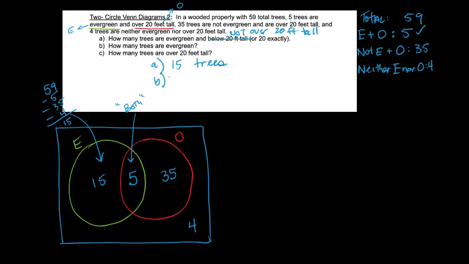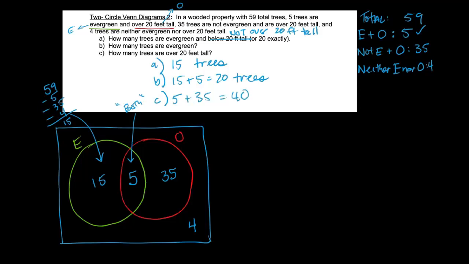For part B, how many trees are evergreen? Well, we're looking at the entire green circle. So it has a 15 and 5 in it. So I'm going to take 15 plus 5 and I get 20 trees for that one. And then for C, how many trees are over 20 feet tall? Well, that's the O circle, so it's going to be the 5 plus 35, and that gives us 40.